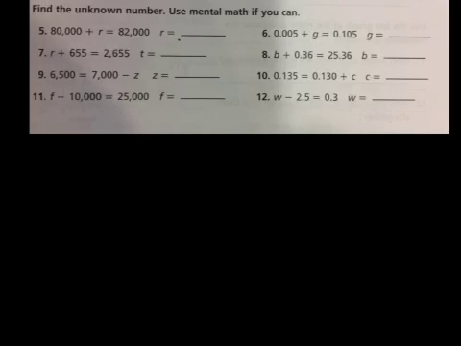In this section, they're hoping that you're going to be using your mental math skills to figure out the variables. So if we look here, I have 80,000 and I need to get to 82,000. So I need another 2,000 added in. Again, I have 655. I need 2,655. So again, it's going to be 2,000. Most of these, they're just trying to get you to use mental math.